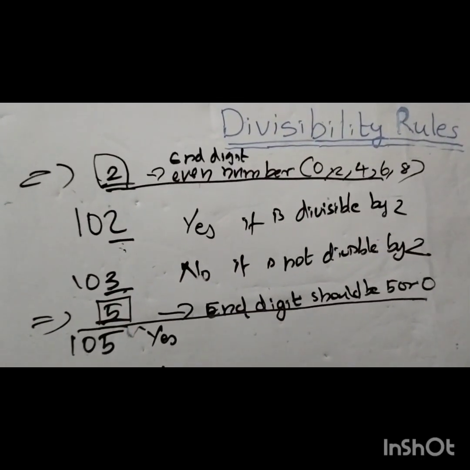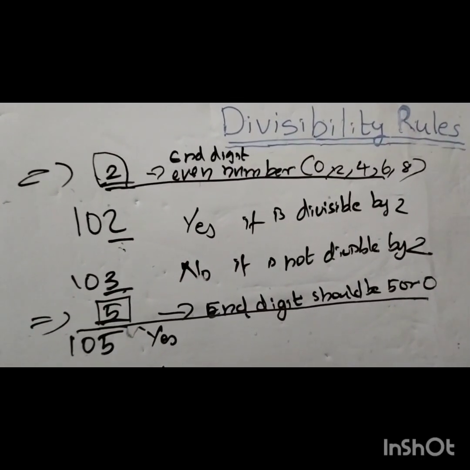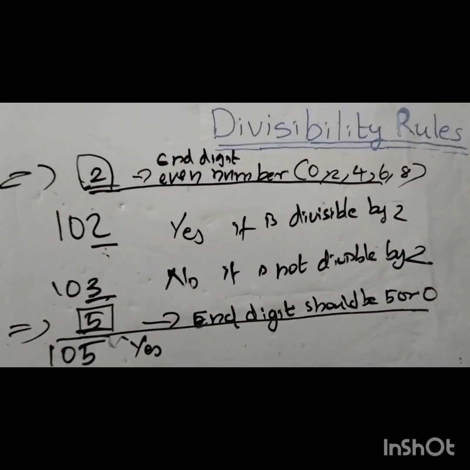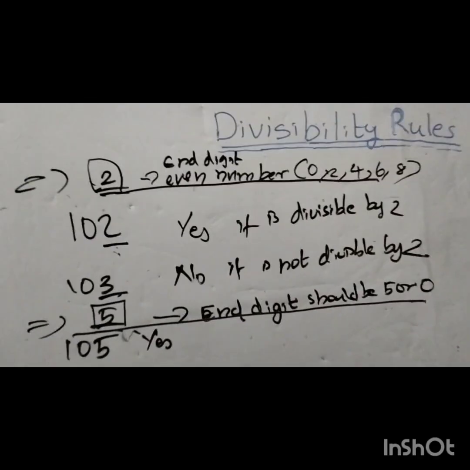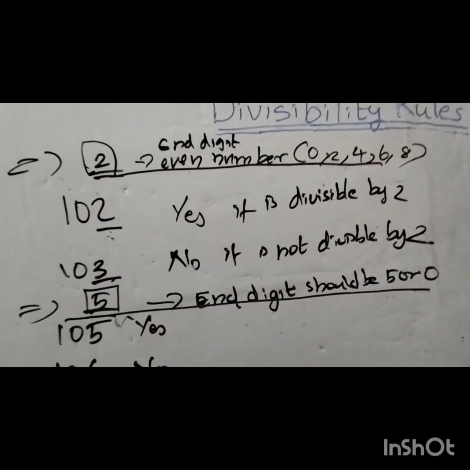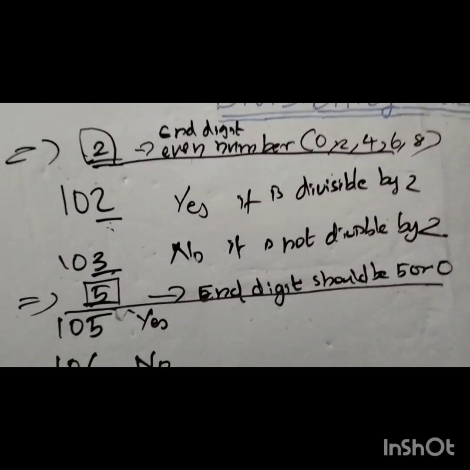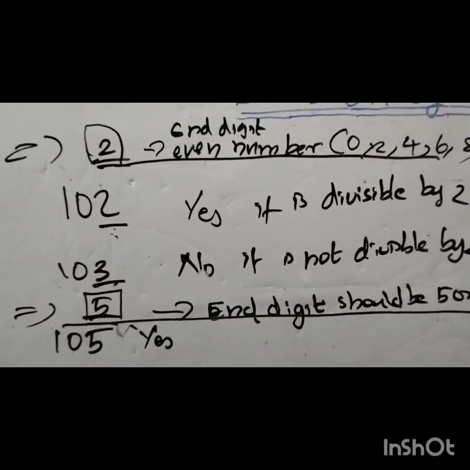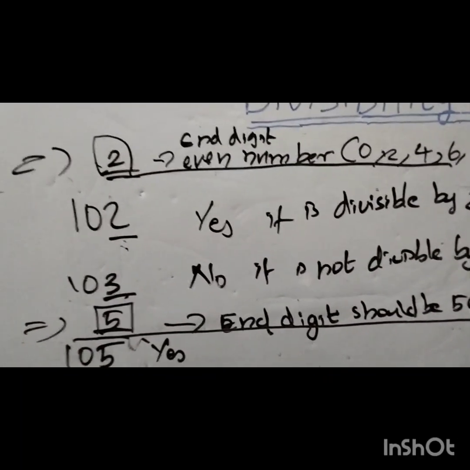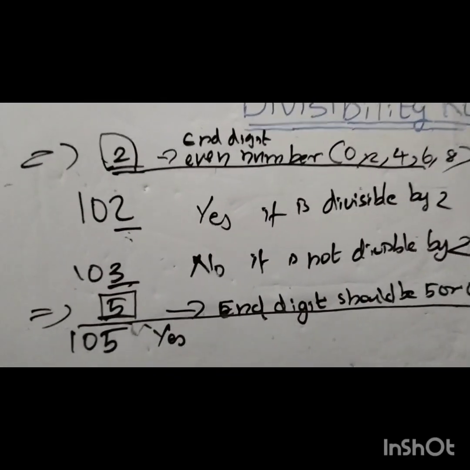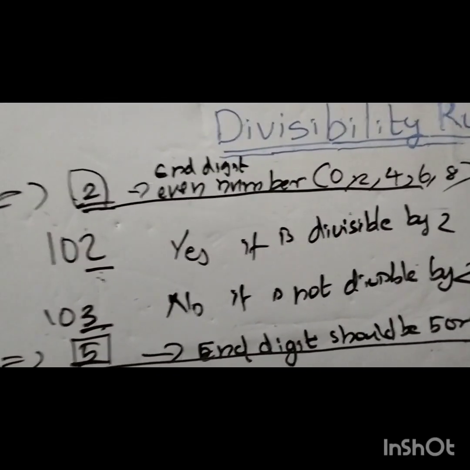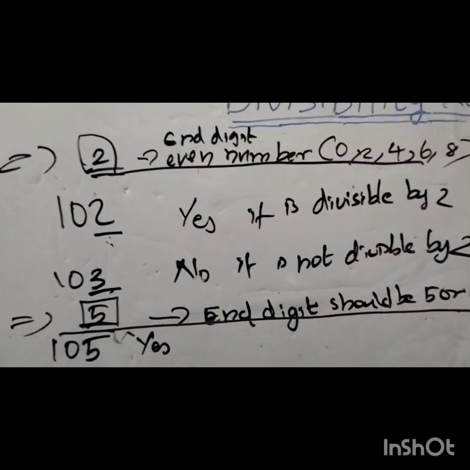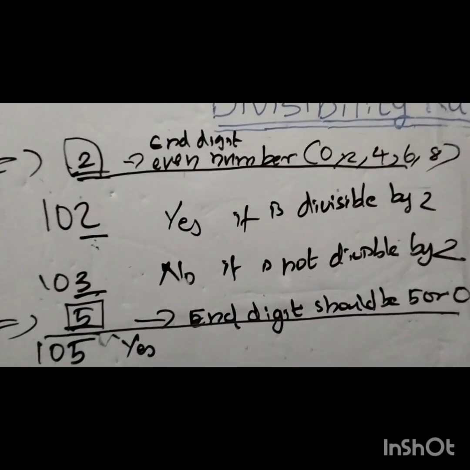So what is meant by divisibility rules? If we get a number and any question is asked, whether it is divisible by 2, 3, 4, 6, 9, what will we do? We will do the direct common division method. But if we know the divisibility rules, we can predict easily whether it is divisible by 2, 3, 5, 9, 10, etc.